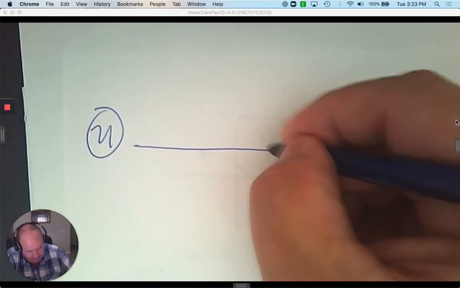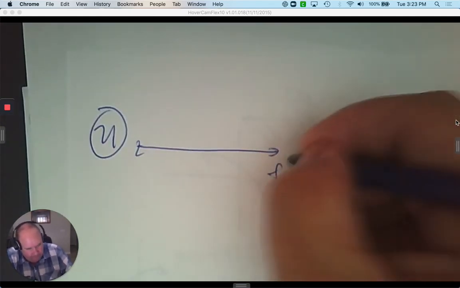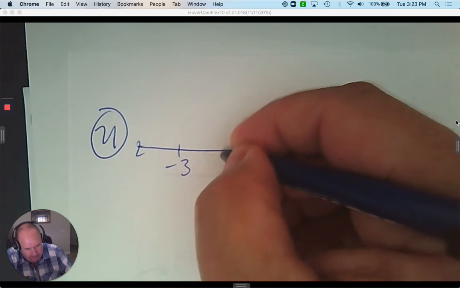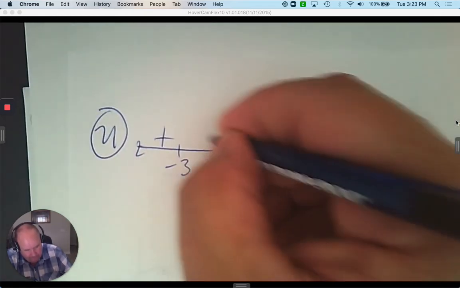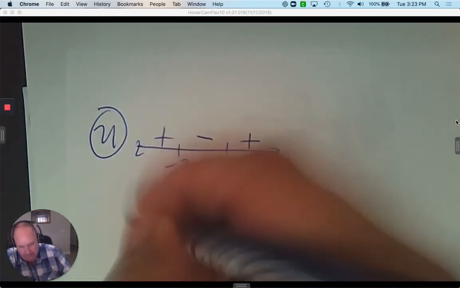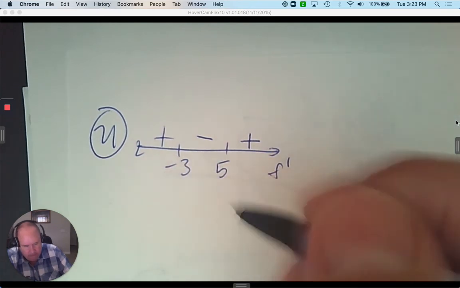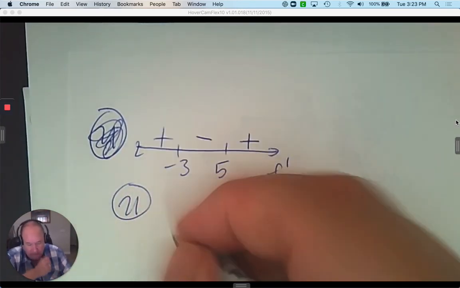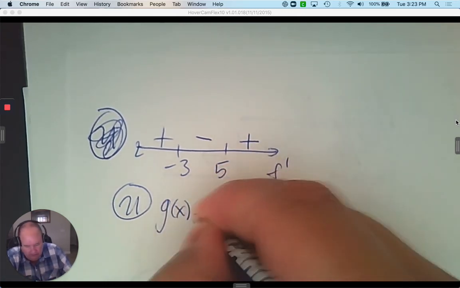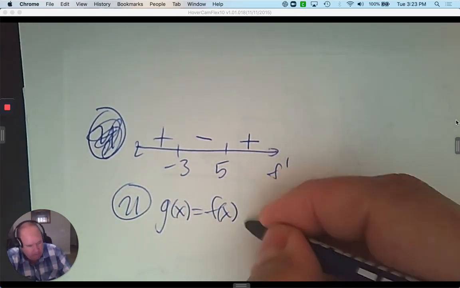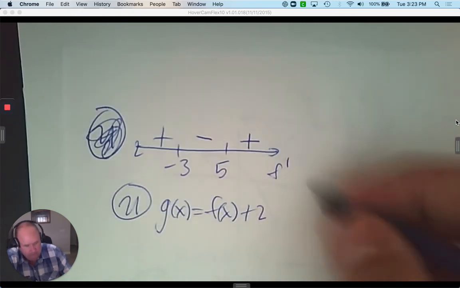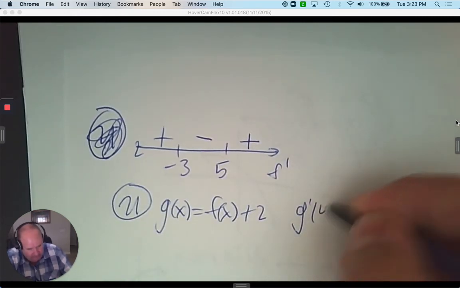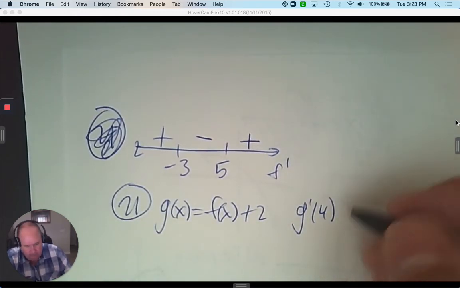At 21, you're given a number line, negative 3 and positive 5, and then answer these questions. Actually, this goes to all the questions that follow, not just 21. So 21, g at x equals f at x plus 2. Then the derivative at 4 is what? Less than or greater than 0.